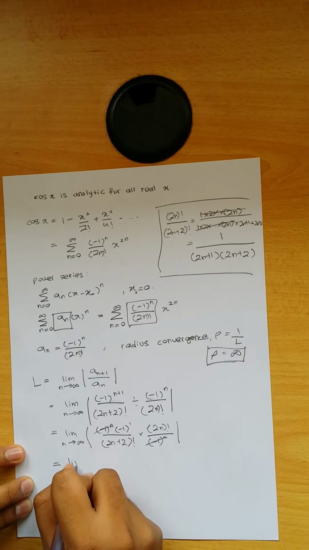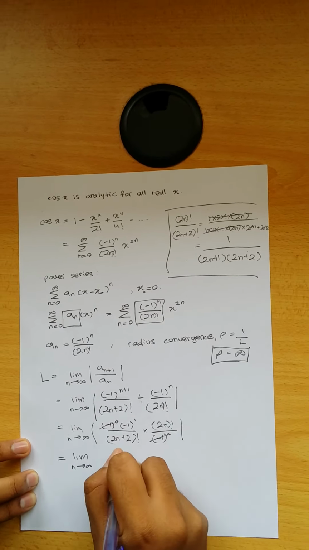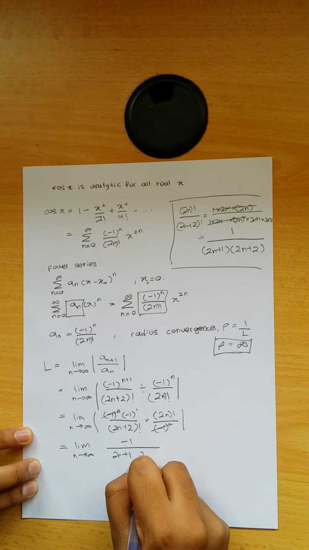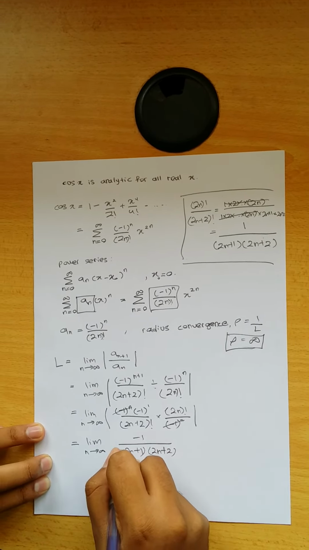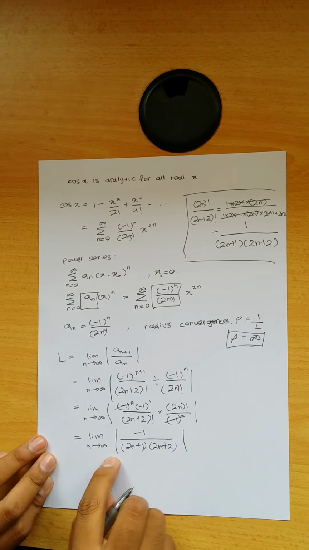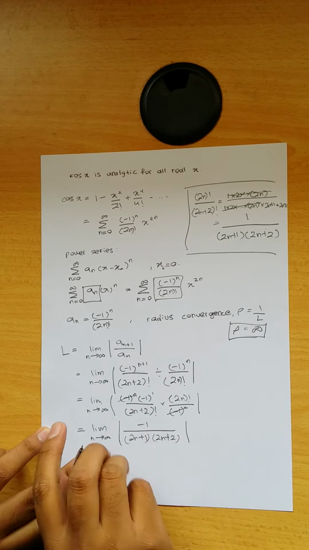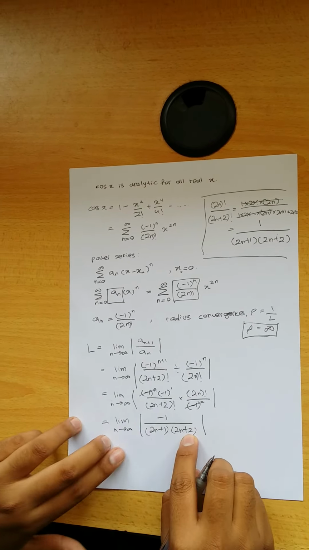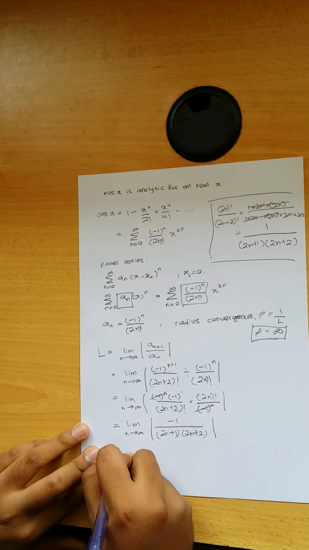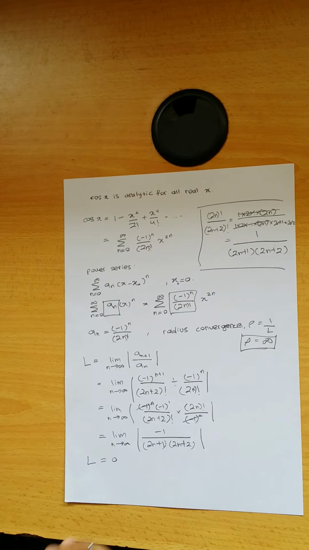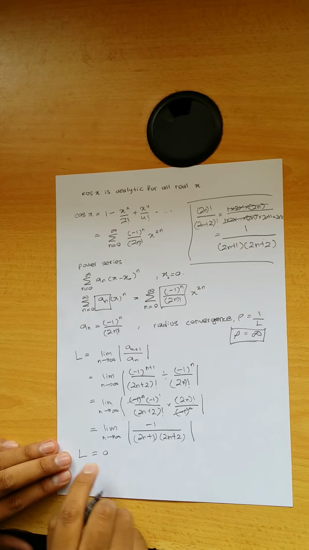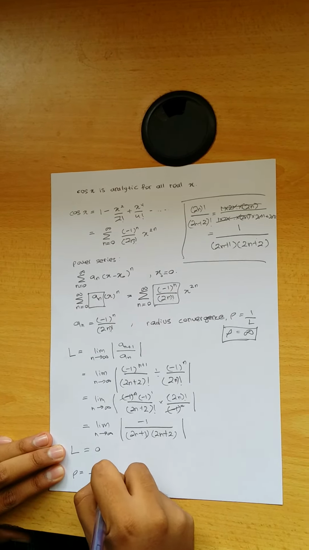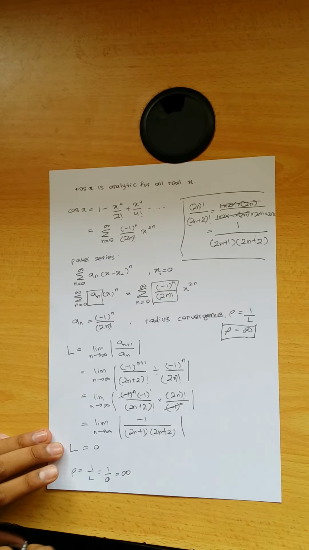So we have the limit as n approaches infinity of -1 divided by this. Now we can solve this easily: as n approaches infinity, the denominator goes to infinity, and 1 divided by infinity is 0, the basic concept. So we have L equal to 0. Now we substitute back into rho, 1 over L, 1 over 0, and we get infinity.